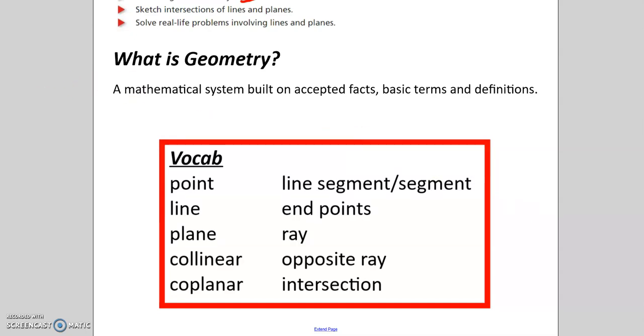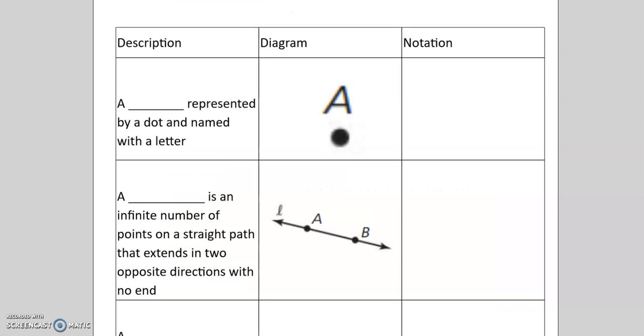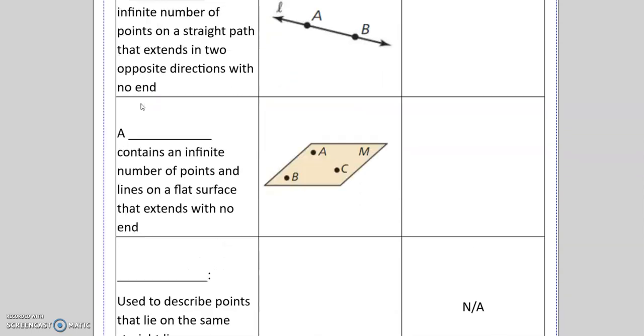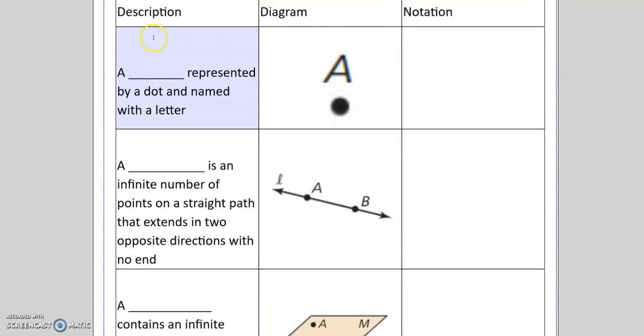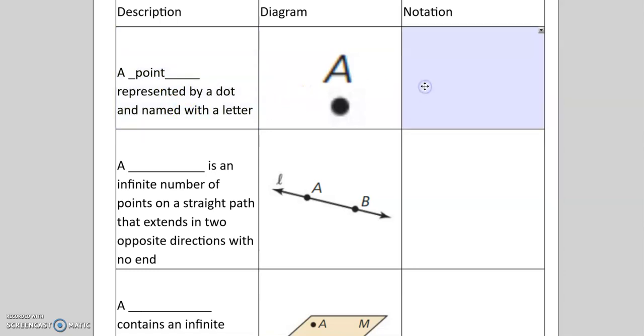So let's go ahead and take a look at our first few definitions here. Okay, so this first one might be the easiest one ever, right? This little dot here, that we can call a point. So it's tricky, right? It's a point. A point is represented by a dot and named with a letter. And we can call that point A. Sometimes we'll just write A, capital letters for points.